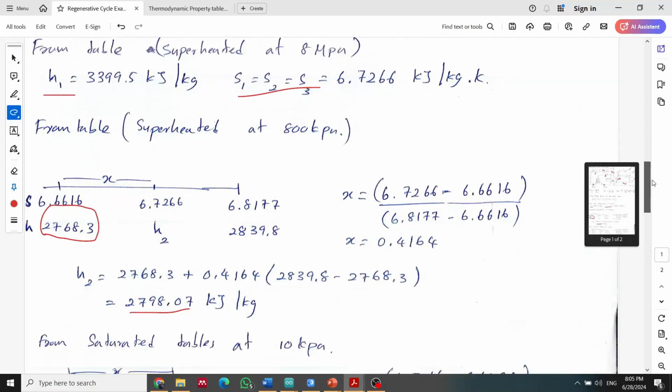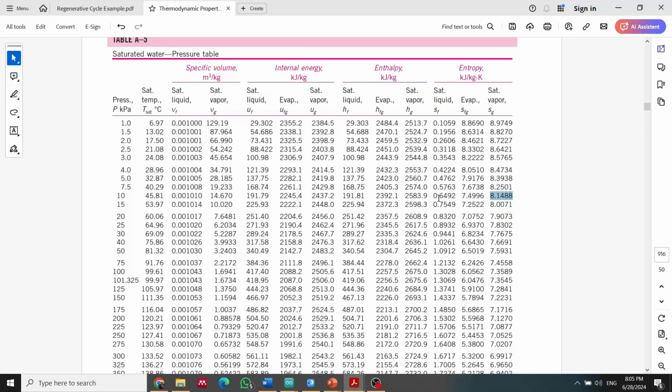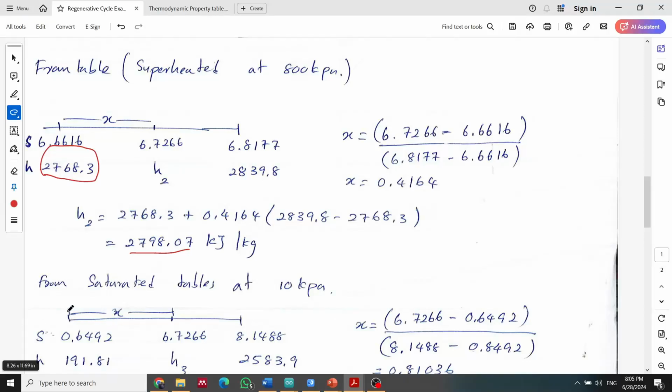Then we can write this equation. This way we can extract these two values, 0.6492 and 8.1488, from the saturated tables. Let me go back and see. So this is the lower bound, 0.6492, as well as 8.1488. These are the two values, lower bound and upper bound, and our S value is 6.7266. Therefore we can calculate X likewise.